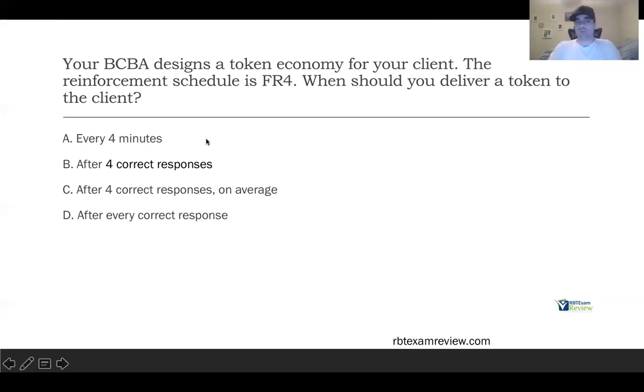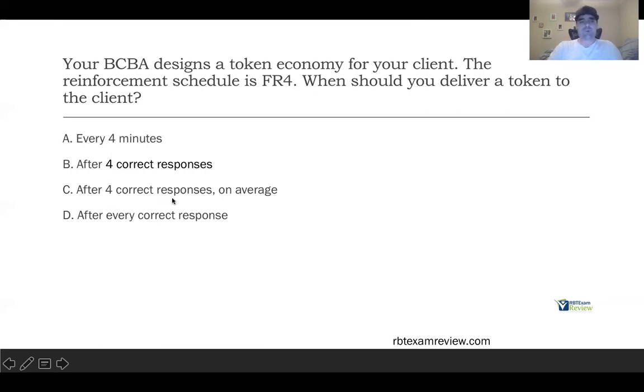So A, every 4 minutes. No, what would every 4 minutes be? Every 4 minutes would be FI4, a fixed interval. B, after 4 correct responses. Yeah, that looks pretty good, right? Fixed ratio, fixed response 4. After 4 correct responses, B looks good.